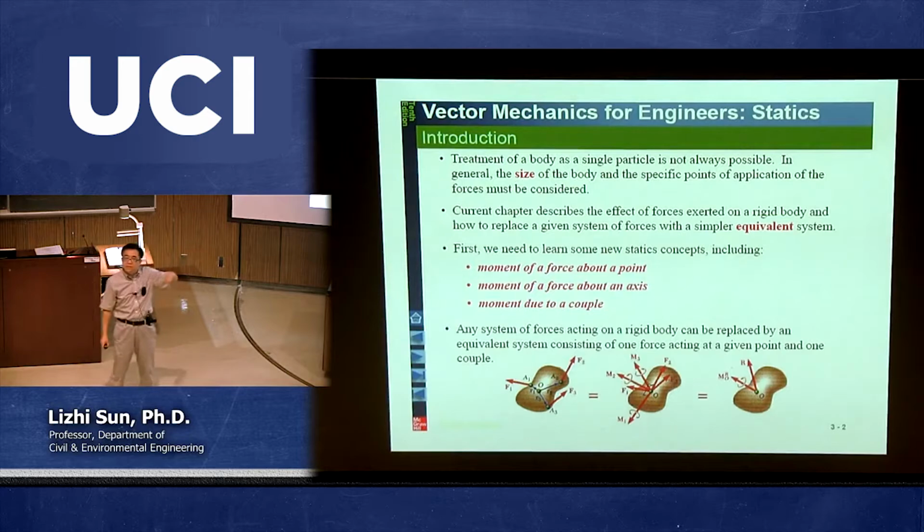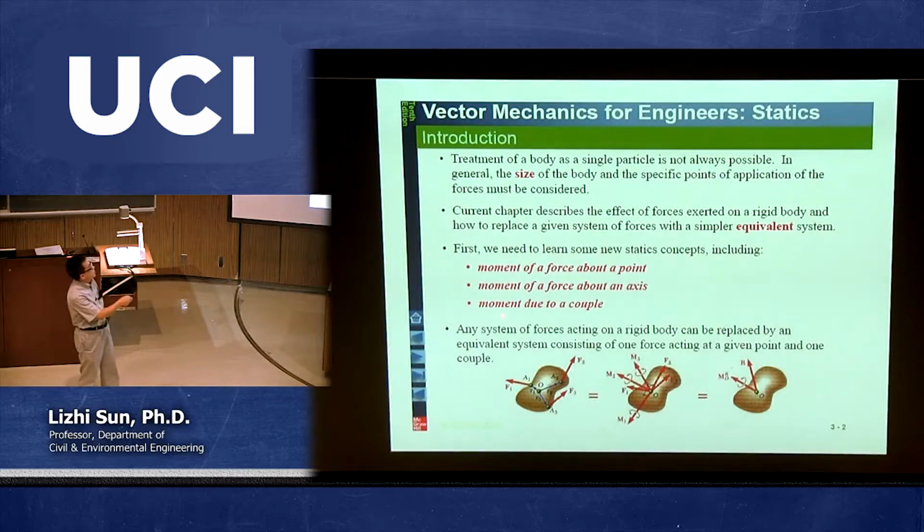So the difference between the first one and the second one is clear. One is about a point, and the second type is the moment of a force about a given axis. Then we're going to further introduce the third one, which is extremely important, allowing us to move forces around, called a moment due to a couple. In short, this one can also be called a couple or force couple. These are the things we want to introduce in this chapter, and then we can naturally reach the equivalent system.